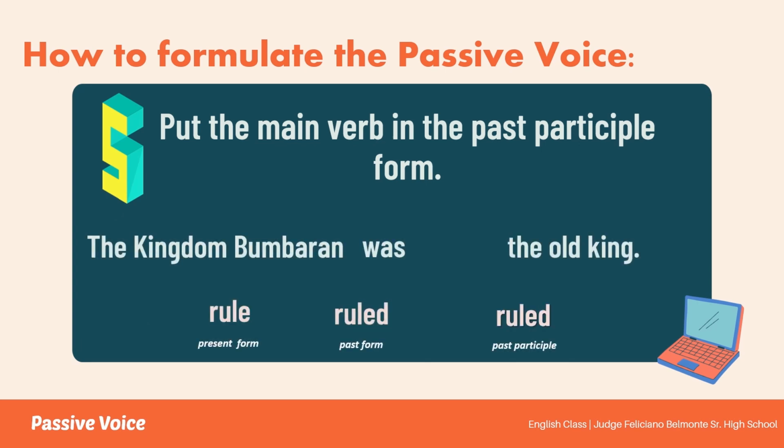The main verb is the action word in the sentence. The past participle is the third form of a verb. It is usually made by adding "d" or "ed" to the base form, and this is called a regular verb. However, verbs that have different endings are called irregular verbs.